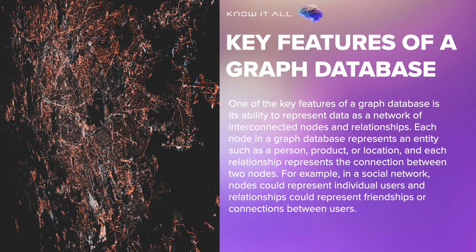One of the key features of a graph database is its ability to represent data as a network of interconnected nodes and relationships. Each node in a graph database represents an entity, such as a person, product, or location, and each relationship represents the connection between two nodes. For example, in a social network, nodes could represent individual users and relationships could represent friendships or connections between users.